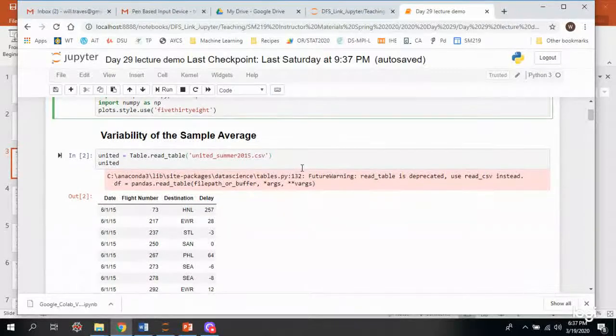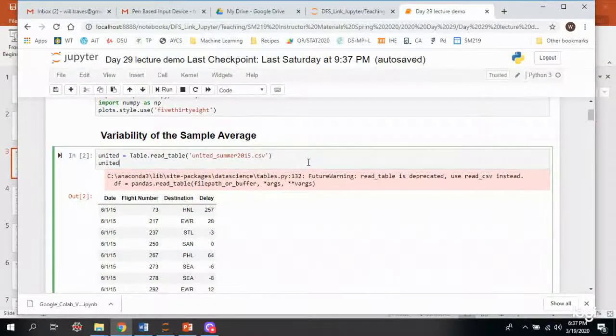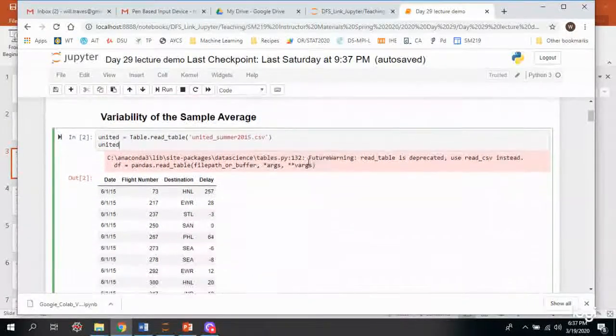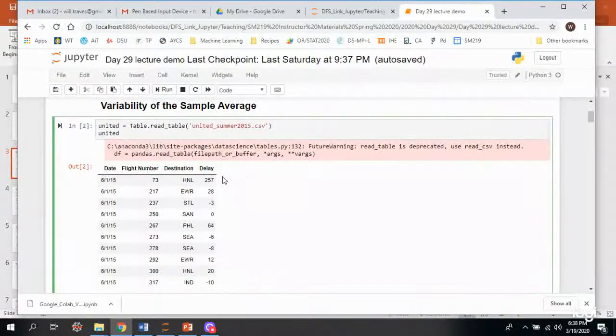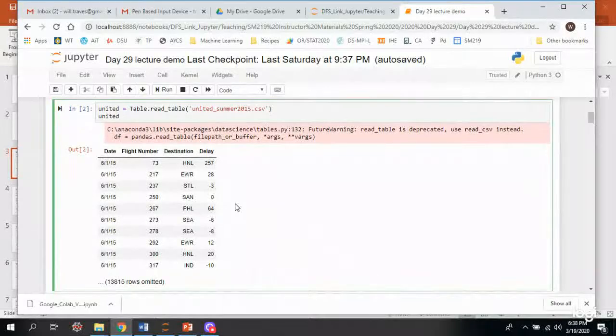And then to try to understand the variability of the sample average, we'll return to the United summer 2015 data. This is data on flight delays for United Airlines in the summer of 2015. You can see that some of the delays are very long. Delays are measured in minutes here, so this flight to Honolulu was delayed almost 4 hours, whereas other flights left early, signaled by a negative flight delay.